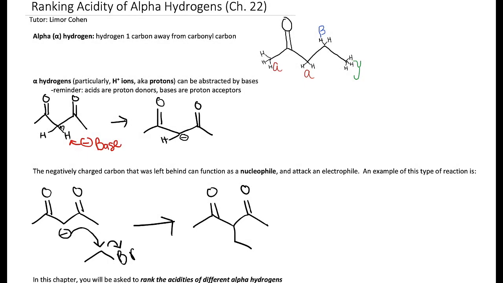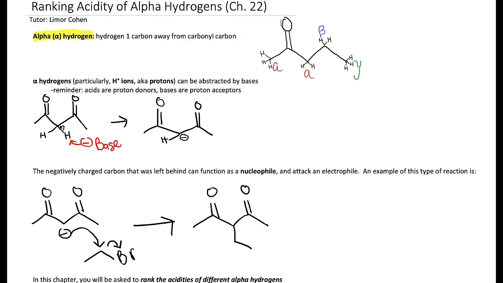Hi everyone! So today we're going to be going over how to rank the acidity of alpha hydrogens. This is something that you're going to see a lot in chapter 22, so let's first just go over what alpha hydrogens are. So alpha hydrogens are hydrogens that are one carbon away from a carbonyl carbon.